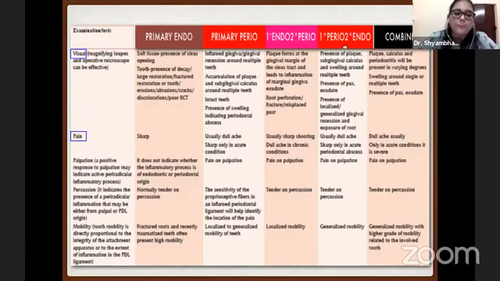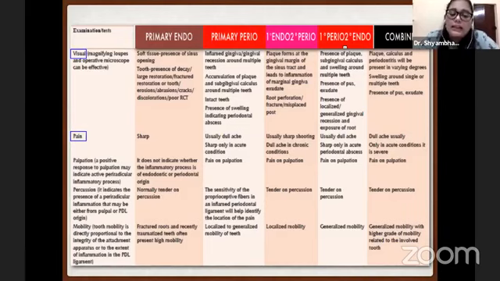Then coming over to pain, the next symptom would be pain. So pain in case of primary endodontic lesions will definitely be sharp because of the involvement of the neurons in the pulp. In primary periodontal cases, it will usually be a dull aching kind of pain. It will be sharp only in acute cases. Whenever there is an acute exacerbation, only then you will see a sharp pain.